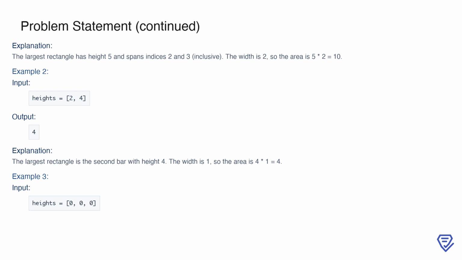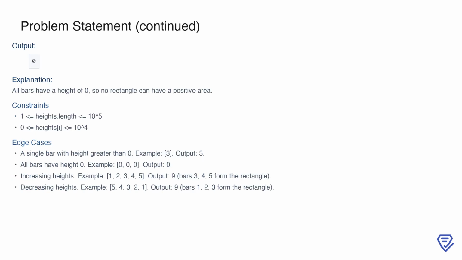For the second example, with heights equals 2, 4, the largest rectangle is formed by the second bar, which has a height of 4 and a width of 1. This gives an area of 4 times 1, resulting in an output of 4. In the third example, if all the bars have a height of 0, such as heights equals 0, 0, 0, no rectangle can have a positive area, so the output is 0.